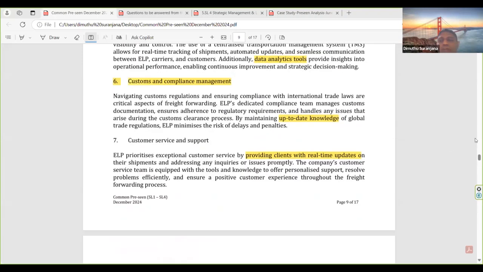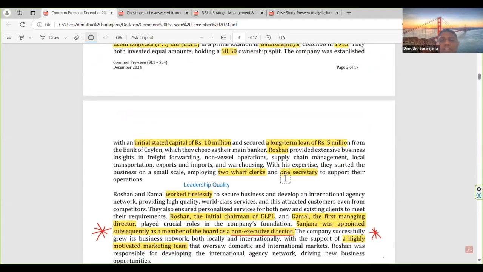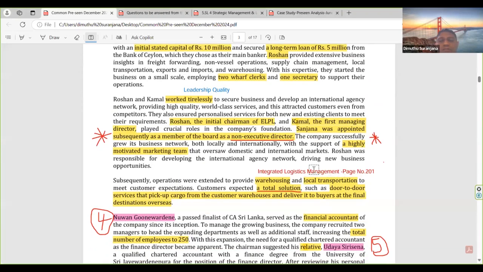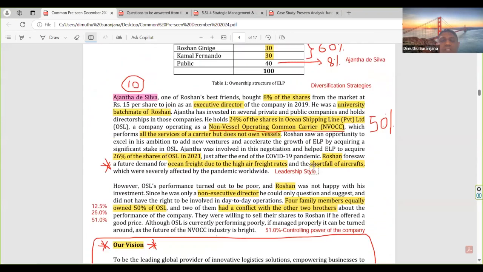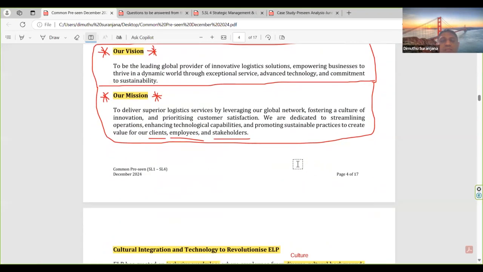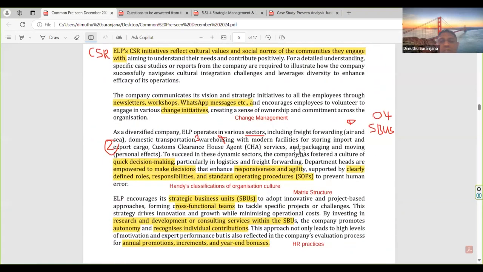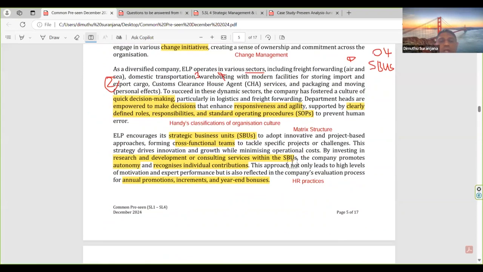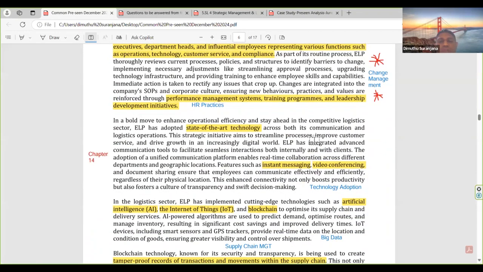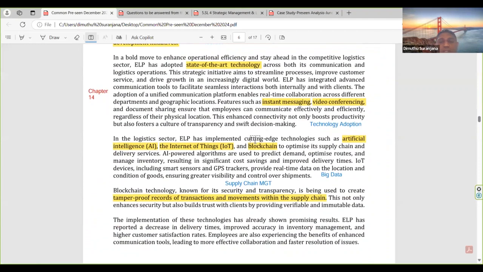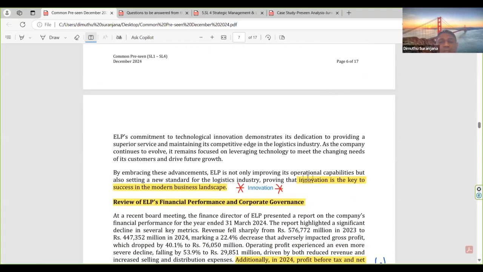Each time I try to identify some theory areas. See this: leadership, integrated logistics management, diversification strategies, leadership style again, mission, culture, cultural web, change model, change management, CSR, SBU, classification of organizational culture, matrix structure, HR practices, technology adaptation. Chapter number 14, special attention: big data, supply chain management is the key topic here, innovations.